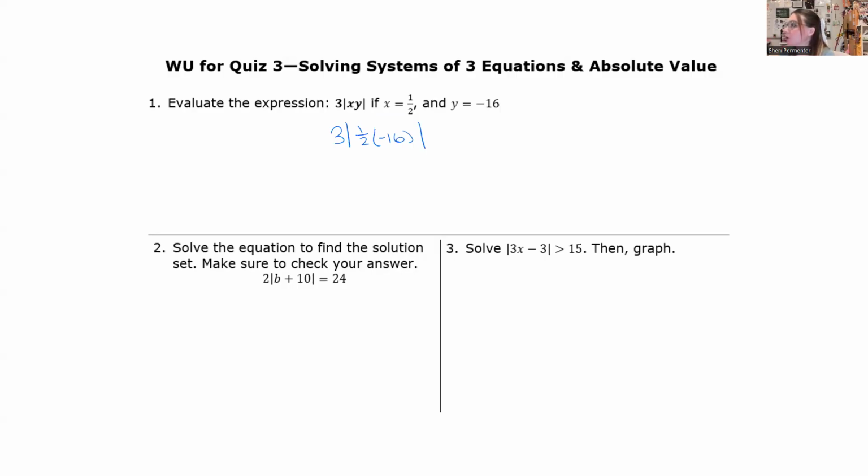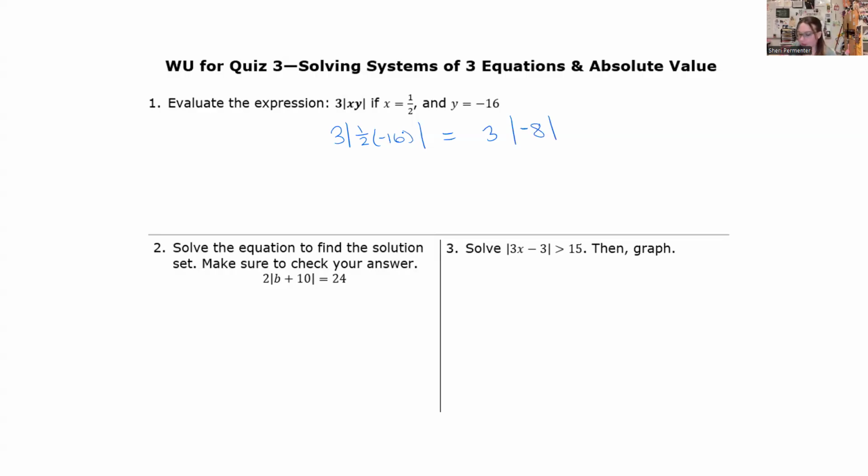The front part of your quiz is multiple choice, but you can get partial credit for showing me work. Showing me work is plugging in this stuff and then evaluating. So from here, what is 1/2 of negative 16? Yeah, so you get the absolute value of negative 8.